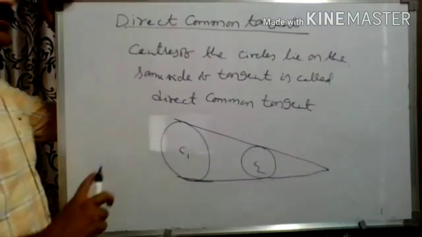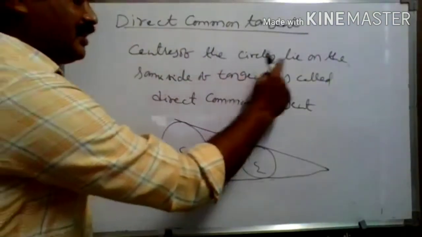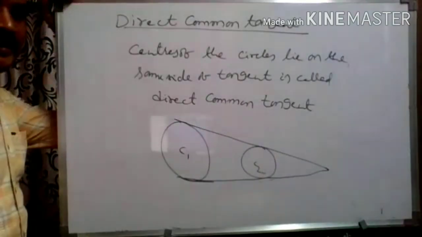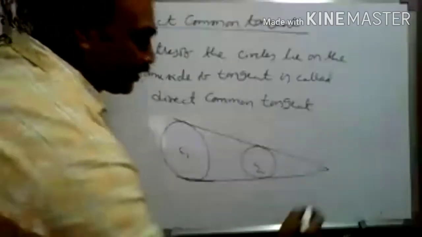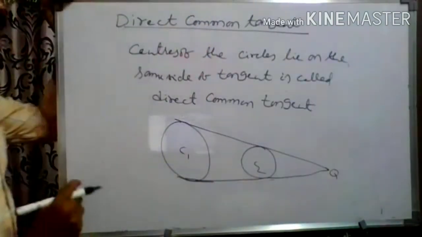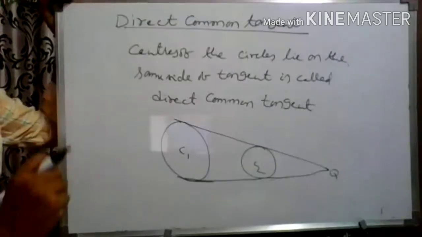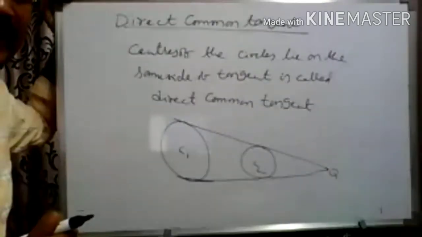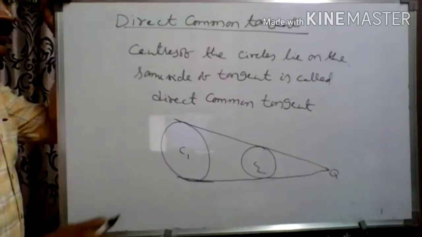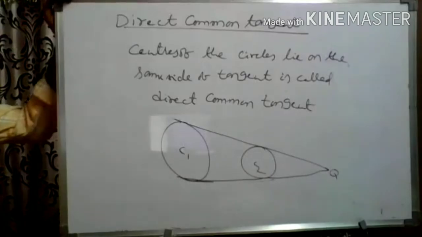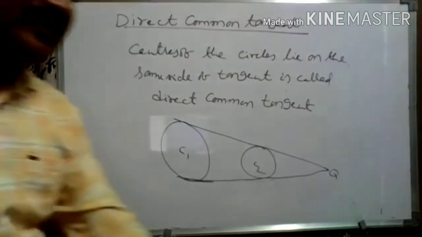Students, direct common tangents: the tangent with the centers of the circles on the same side is called a direct common tangent. This is a direct common tangent. This is point Q. Q is the point of intersection of the direct common tangents. Students, the point of intersection of direct common tangents is called the external center of similitude.